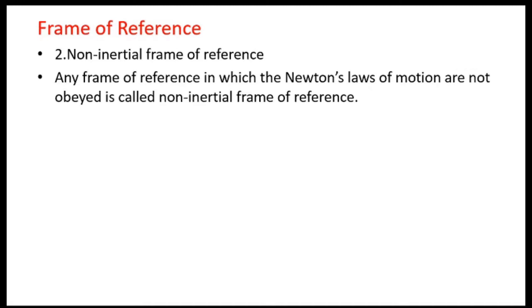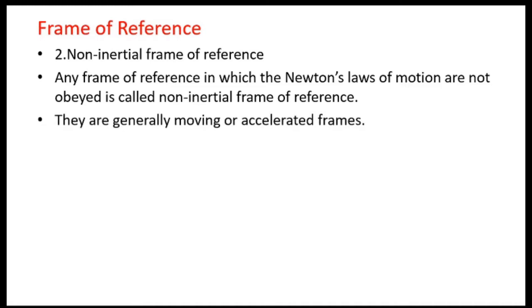Next is the non-inertial frame of reference. Any frame of reference in which Newton's laws of motion are not obeyed is called a non-inertial frame of reference. What are the characteristics of these non-inertial frames? They are generally moving or accelerated frames of reference. As an example, all the moving frames of reference are non-inertial in nature.